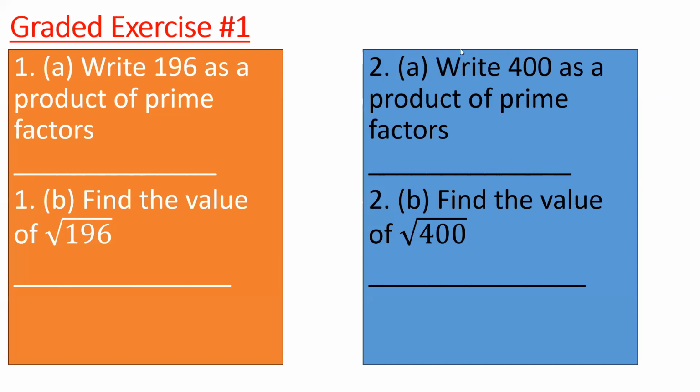All right, so please do this for me. Just 2 of them. Write 196 as a product of its prime factors, then find the square root of 196. Then write 400 as a product of its prime factors and then find the value of the square root of 400.